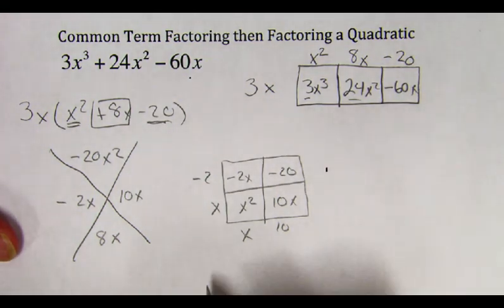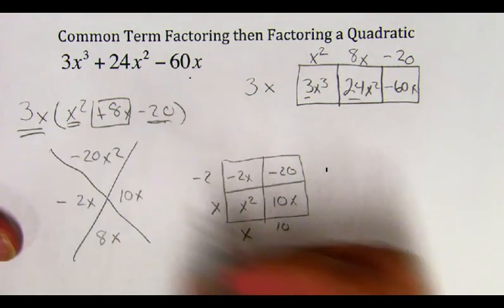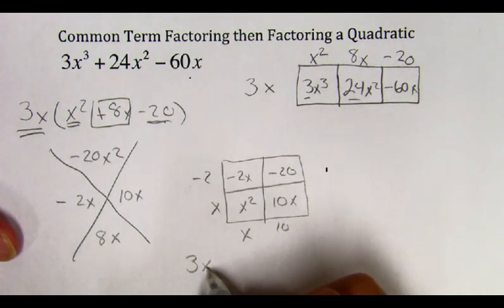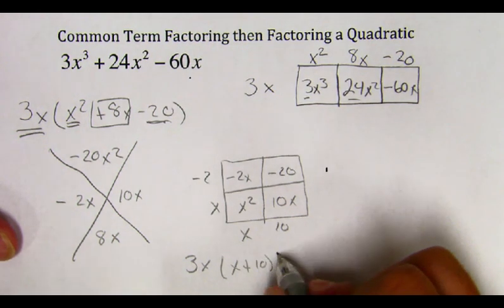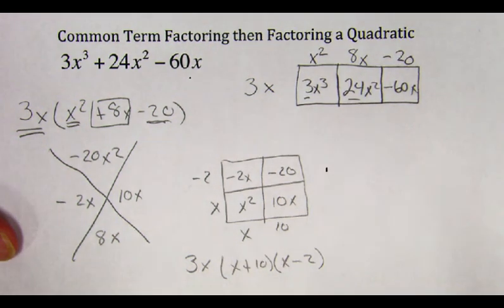So my final answer now is going to be, I can't forget about this term, so I have 3x times x plus 10 times x minus 2. And those are the examples for factoring for an algebra review.